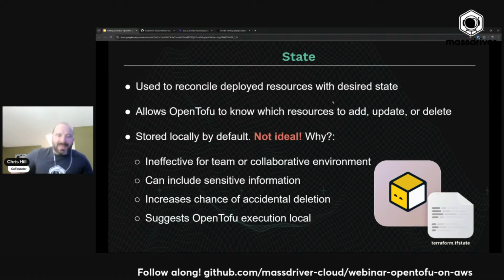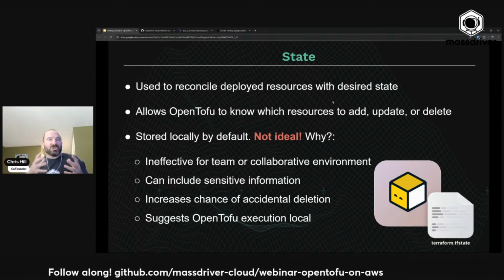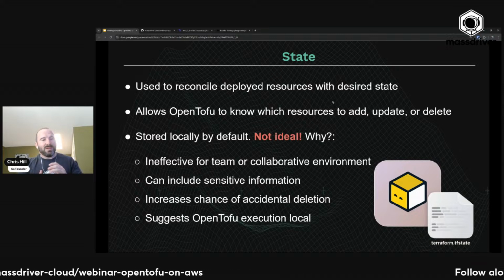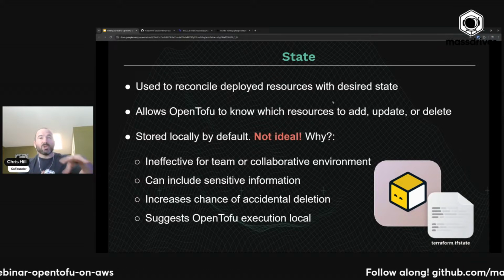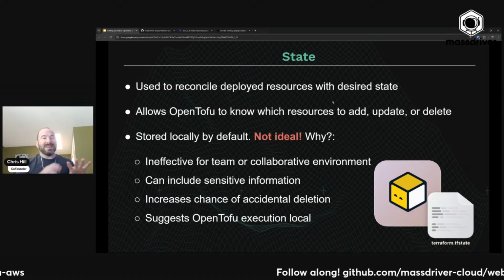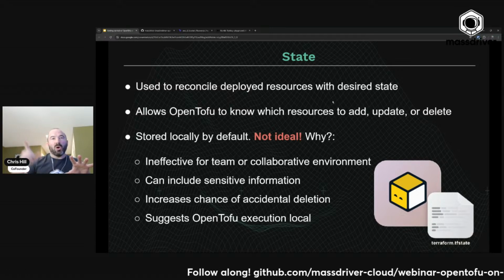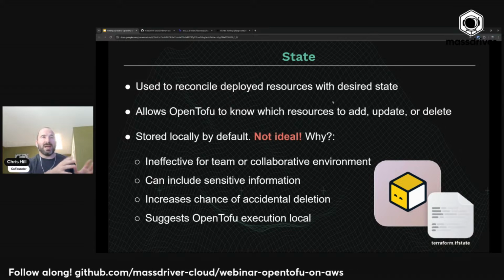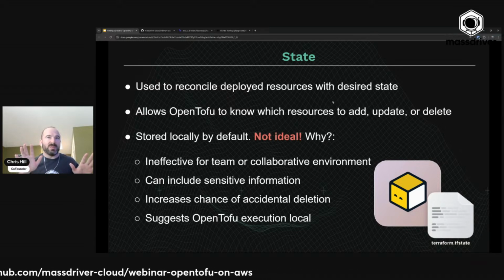Well, one of the best features about OpenTofu is the ability to declare the resources that you want. Let's say down the road, you no longer want one of those resources. Let's say that I actually changed that configuration that I had, and I said, I don't want that DynamoDB table anymore.